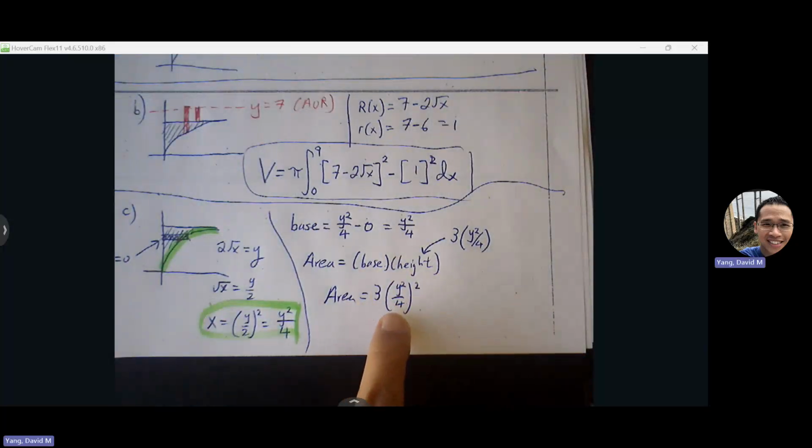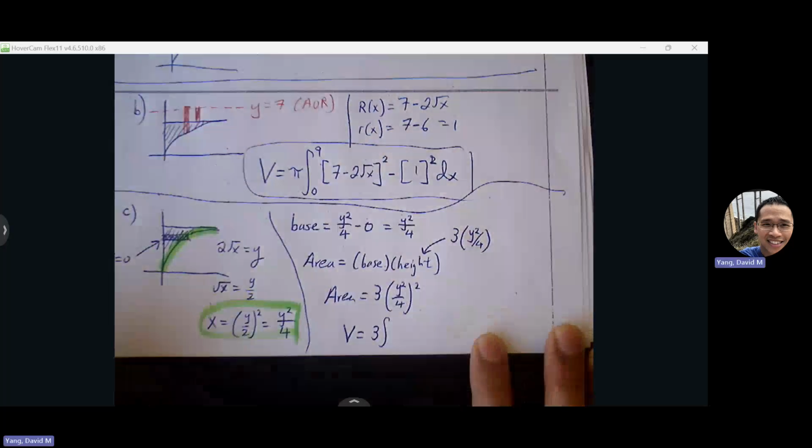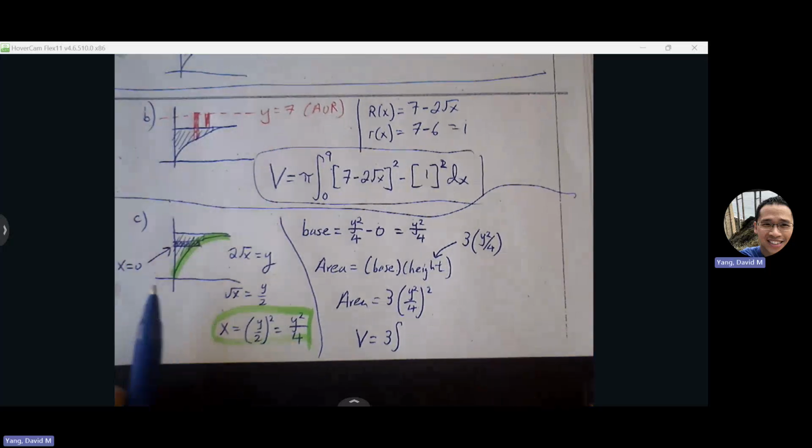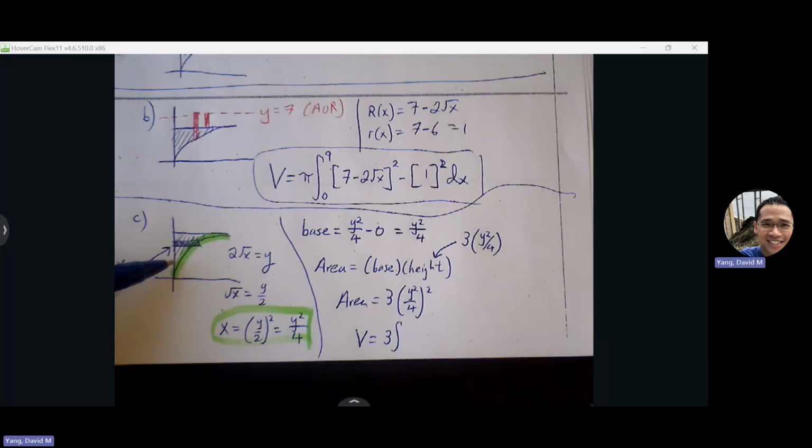Once you have your area, then your last step is to involve the integral. The integral is going to give it that third dimension. And our bounds, we're stacking these rectangles from the lowest y value to the highest y value. They're basically coming out of the page. Lowest y value is 0. What's the highest y value? 6.